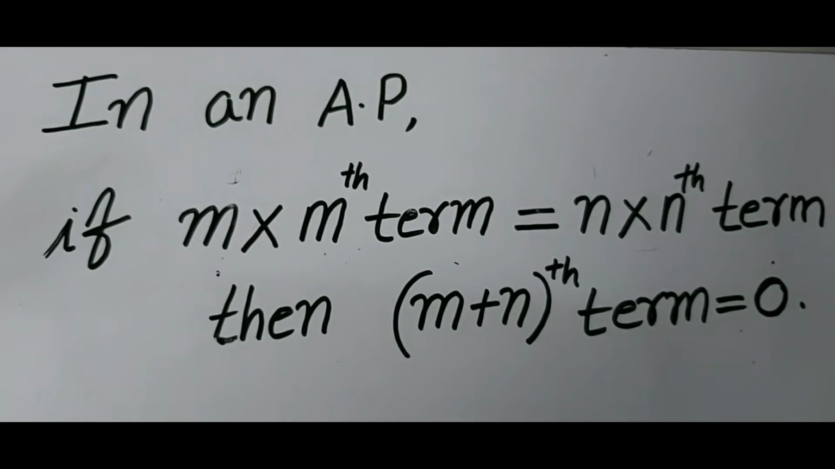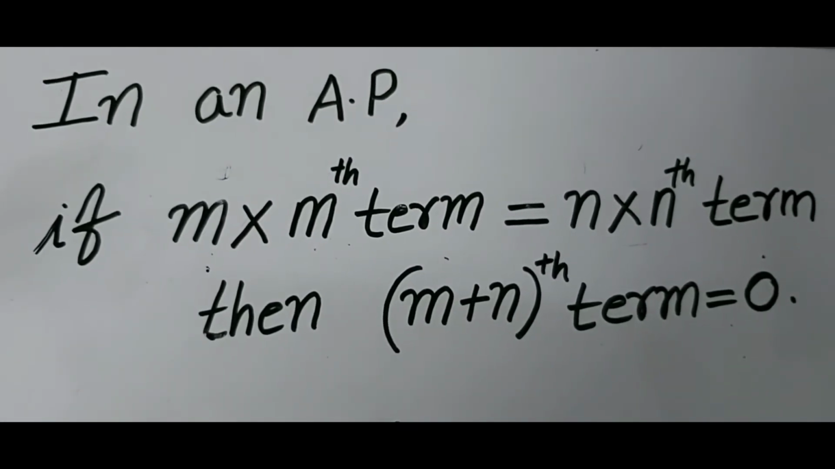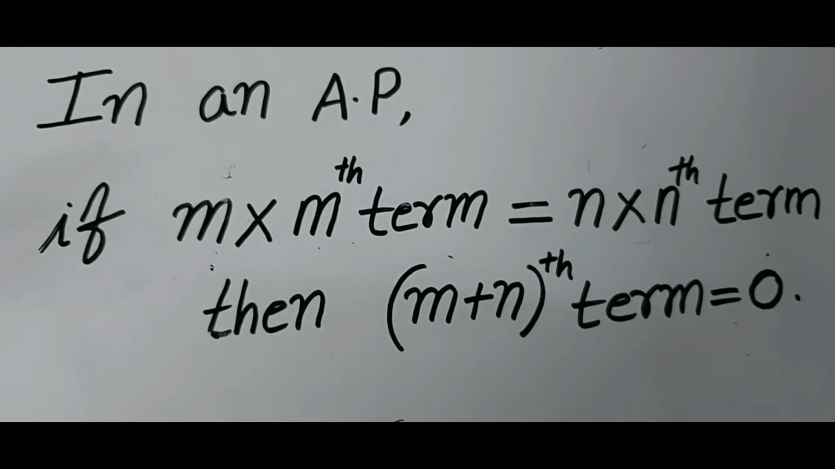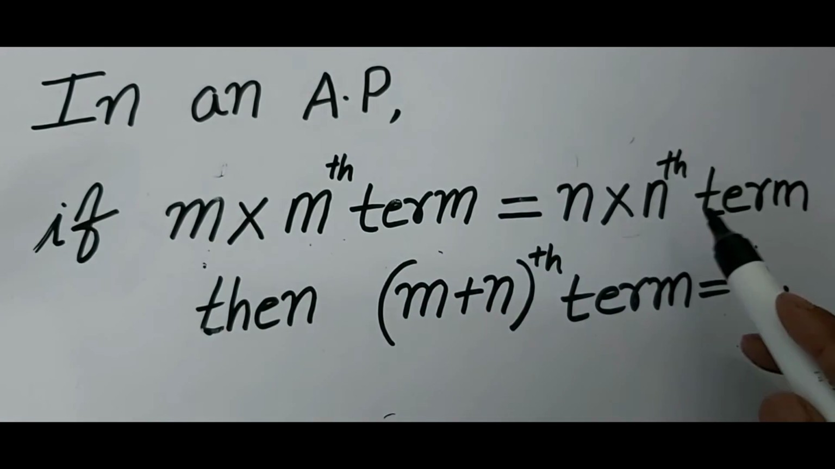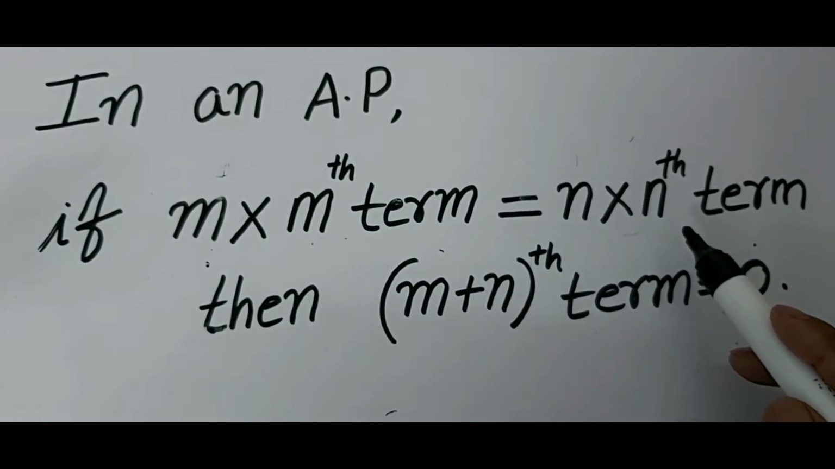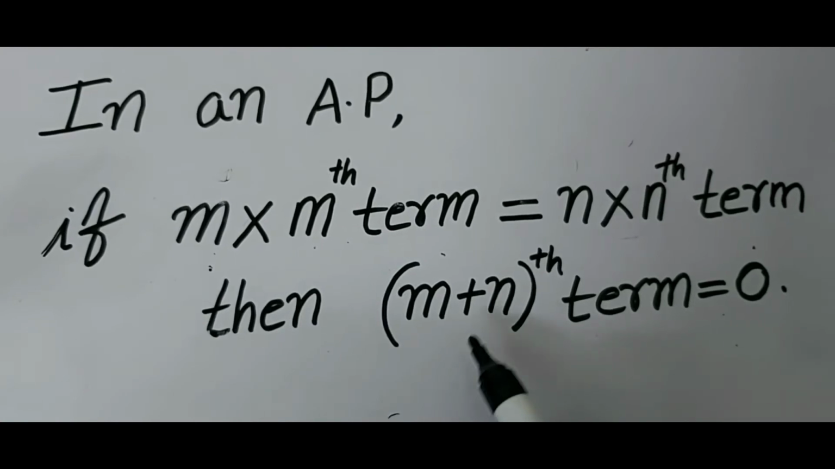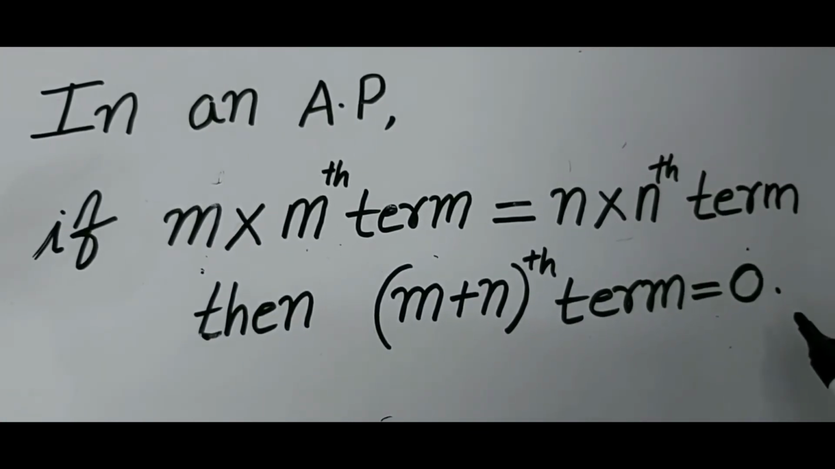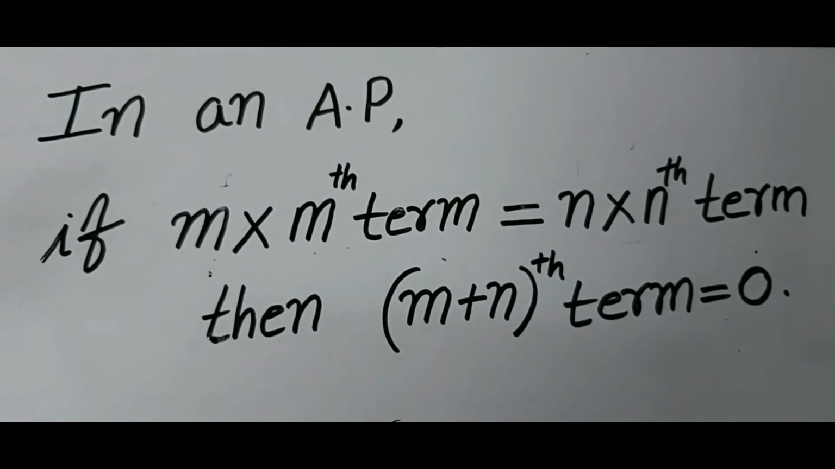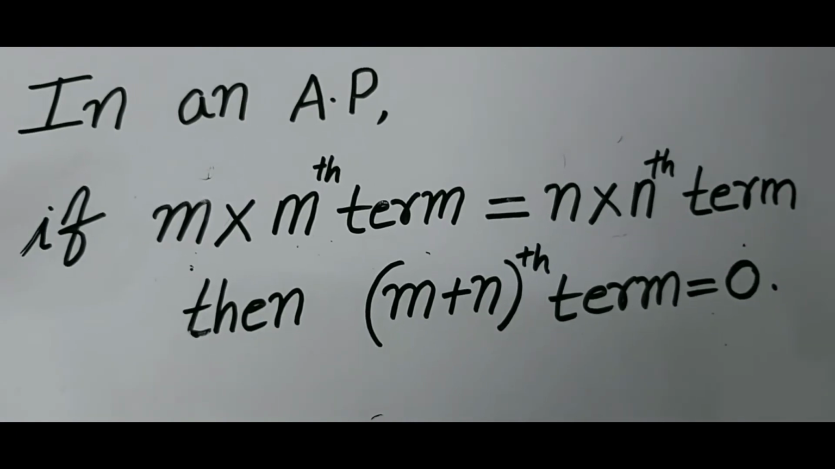This particular statement holds good in an AP. According to this statement, in an AP, if m times the mth term is equal to n times the nth term, then the (m plus n)th term of that AP is always equal to 0. Based on this statement, we can create many problems.